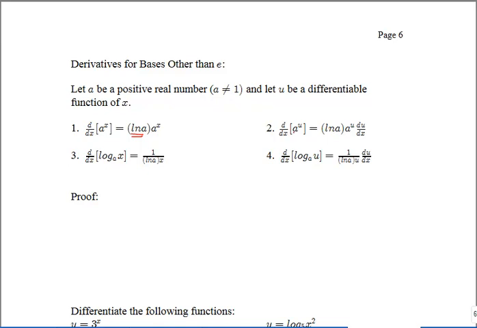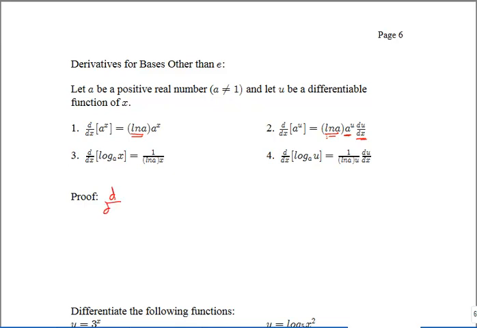So what if it's a to the stuff? Well, the same rule applies. If this was e to the stuff, we would have gotten e to the stuff times stuff prime. Well, that's still true, but now we're just going to multiply by that extra little constant ln of a. So a to the stuff is a to the stuff back again times stuff prime times that extra little ln of a. So let me prove this one to you before we talk about the log.